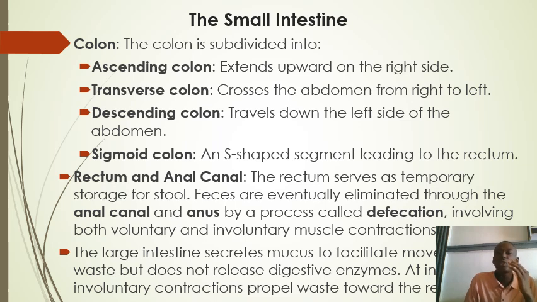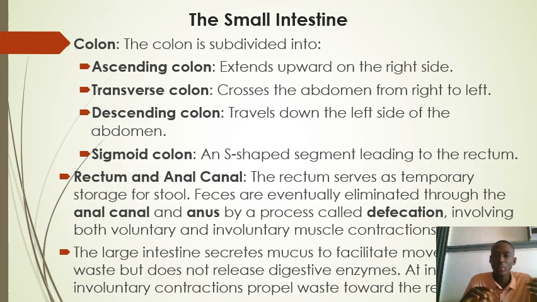The colon is subdivided into three, or four, I think four. The first one is the ascending colon, which extends upward on the right side. The second is the transverse colon, which crosses the abdomen from the right to the left. The third is the descending colon that travels down the left side of the abdomen, and the last one is the sigmoid colon, which is an S-shaped segment leading to the rectum. This is the end of the large intestine.